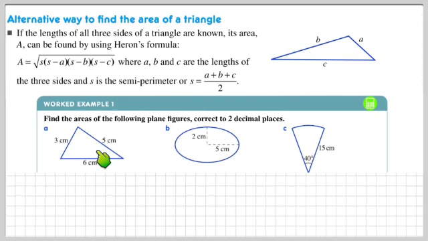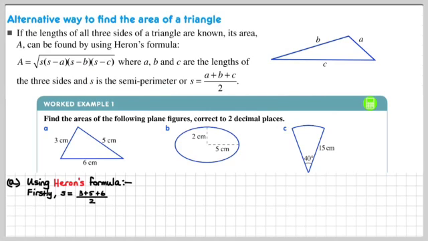Now, let's do some of these. Come on, let's get our thinking caps on. Find the areas of the following plane figures correct to 2 decimal places. Remember, we've got to do this to 2 decimal places, okay? Now, these are in centimetres. Number A. Triangle, no perpendicular height indicated. So we're going to use Heron's formula. Okay, let's go with it.